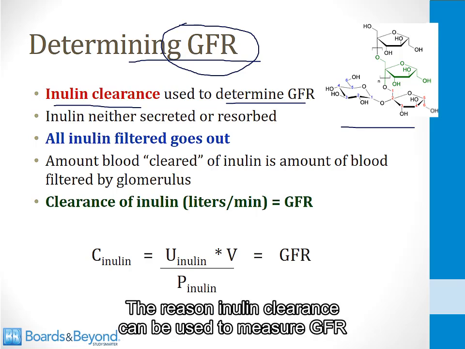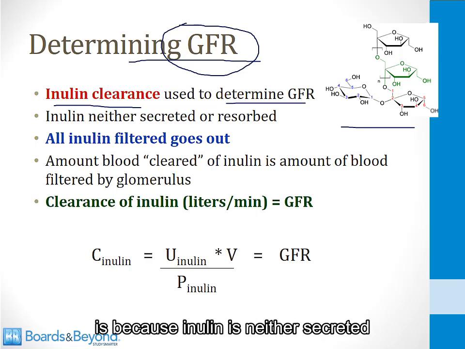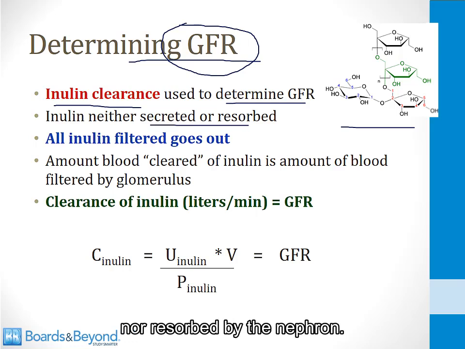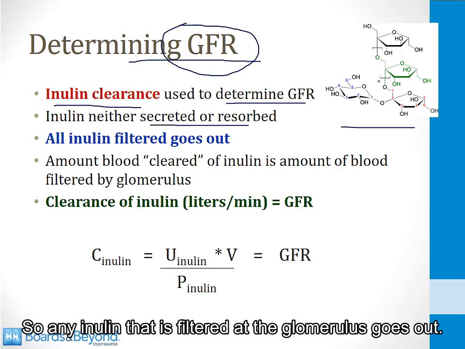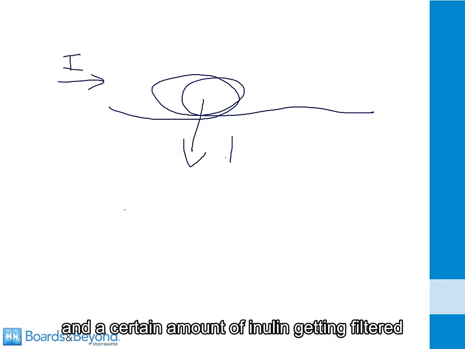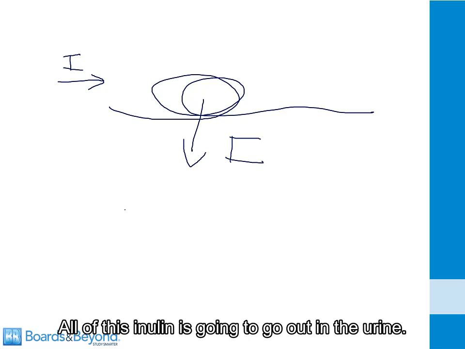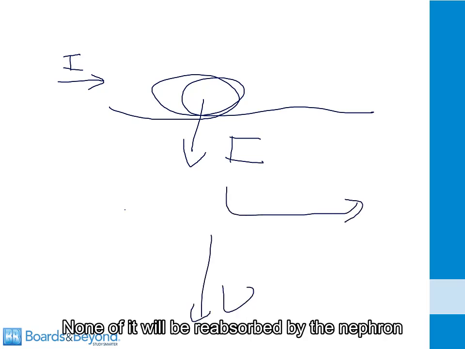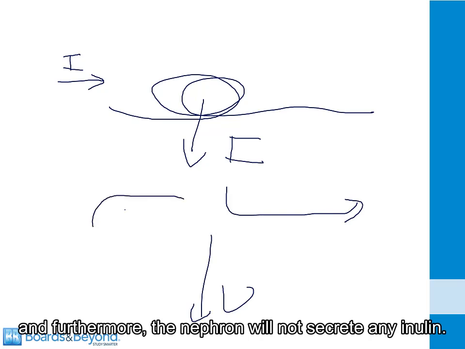The reason inulin clearance can be used to measure GFR is because inulin is neither secreted nor resorbed by the nephron, so any inulin that is filtered at the glomerulus goes out. To make this clear, let's imagine that we have a glomerulus and we've got a certain amount of inulin coming in and a certain amount of inulin getting filtered at the glomerulus. All of this inulin is going to go out in the urine. None of it will be reabsorbed by the nephron, and furthermore, the nephron will not secrete any inulin.